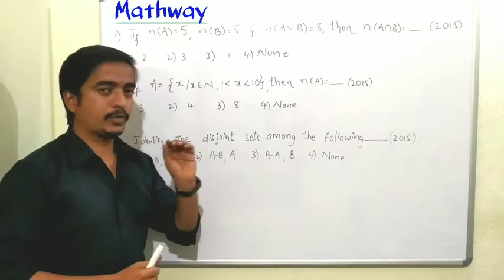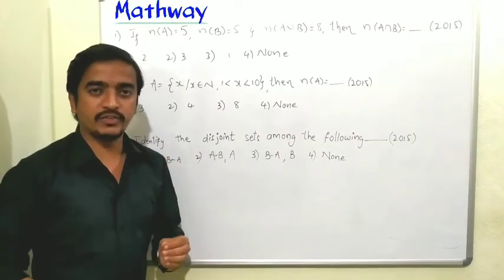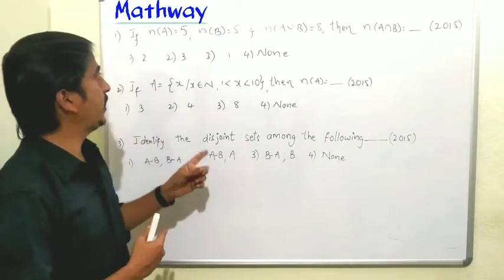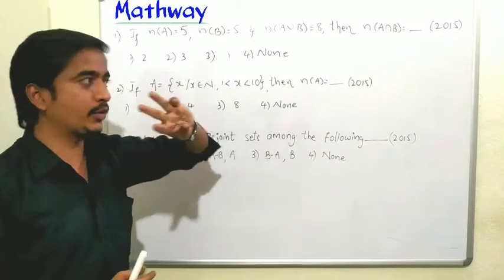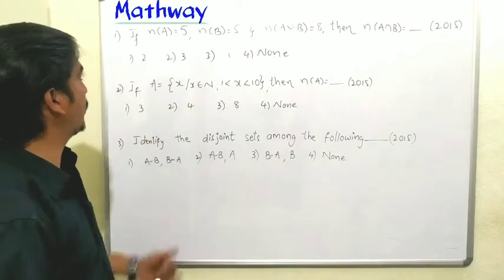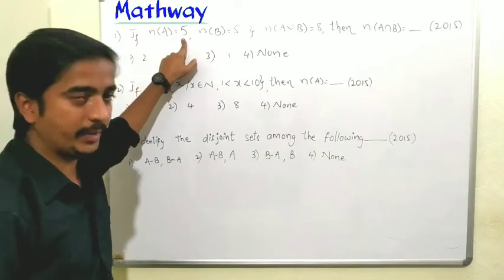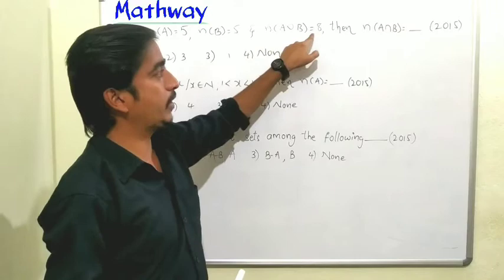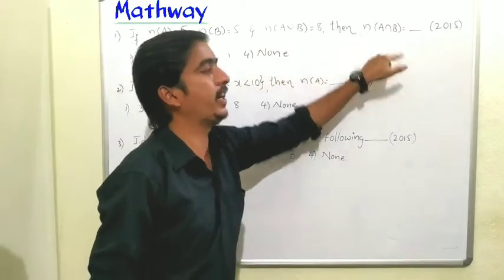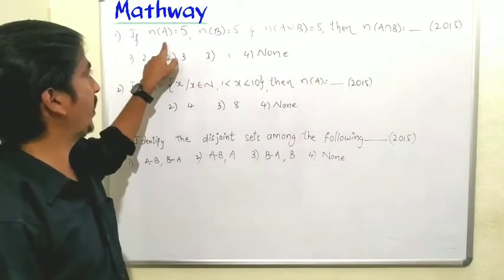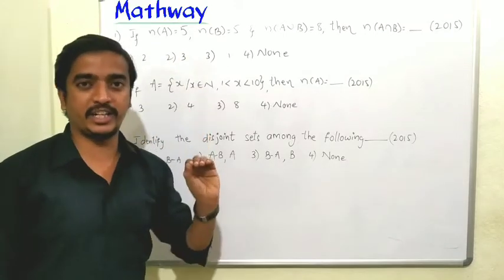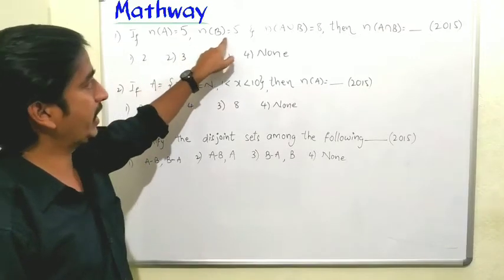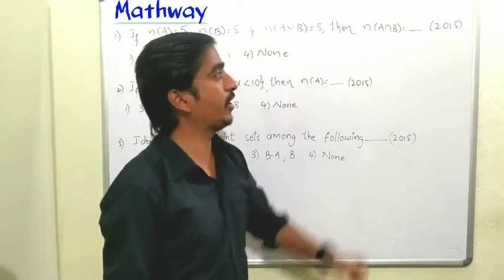Beginning with the year 2015. What questions did we get in 2015 in the Polyset from the sets chapter? In the year 2015 we got 3 questions, meaning 3 marks. First question: if n of A equals 5, n of B equals 5 and n of A union B equals 8, then find n of A intersection B. What is meant by n of A? n of A means the number of elements in the set A, the cardinal number of set A. n of A is 5, n of B is 5, n of A union B is 8, and we are asked to find n of A intersection B.